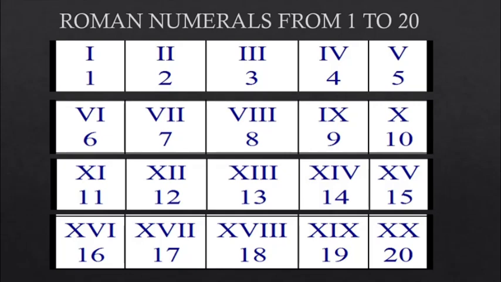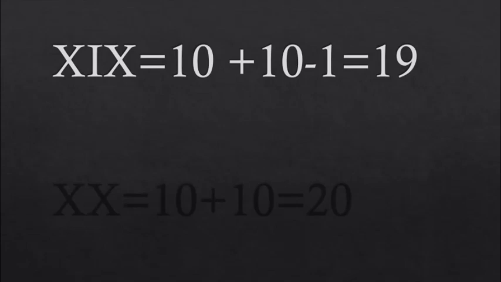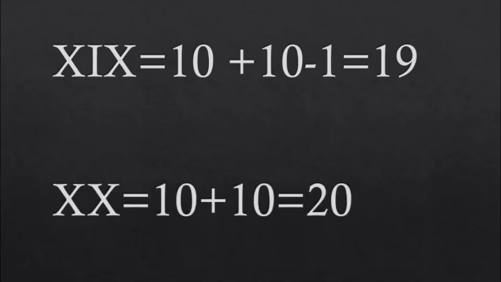so for 19 we will write 1 X, that is 10, as it is, and then 10 minus 1, which is 9, as it has I on the left hand side of the X, and then 10 is written as X and X, which is 10 plus 10, that is 20.